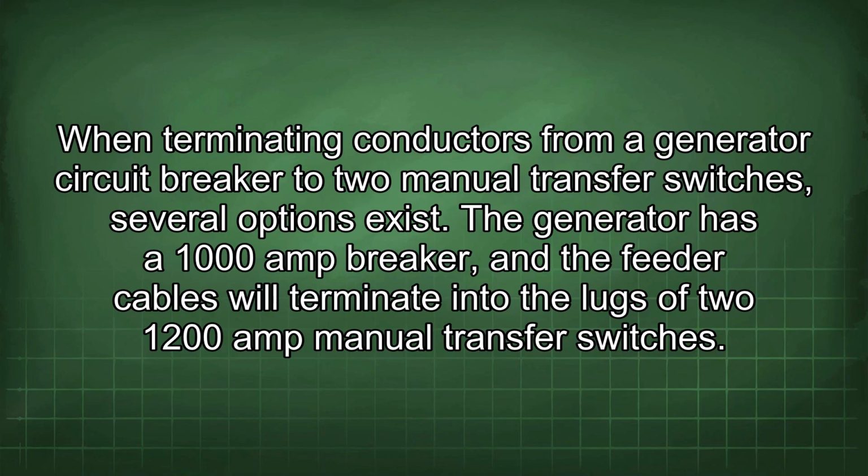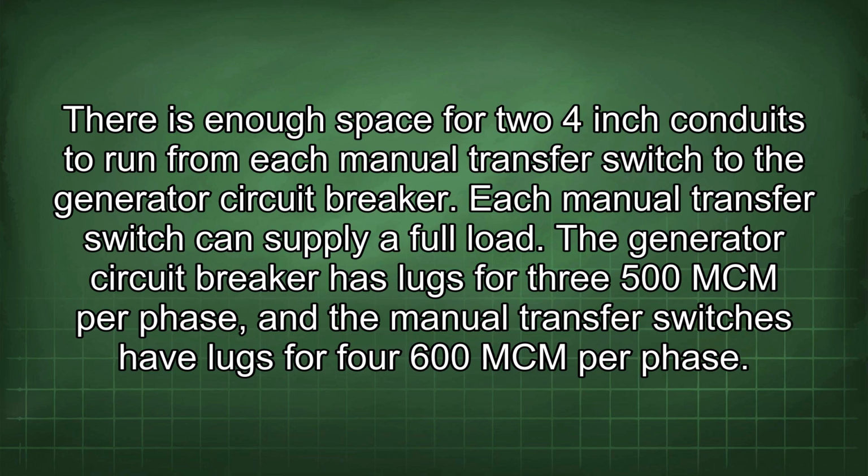When terminating conductors from a generator circuit breaker to two manual transfer switches, several options exist. The generator has a 1000 amp breaker, and the feeder cables will terminate into the lugs of two 1200 amp manual transfer switches. There is enough space for two 4-inch conduits to run from each manual transfer switch to the generator circuit breaker. Each manual transfer switch can supply a full load.